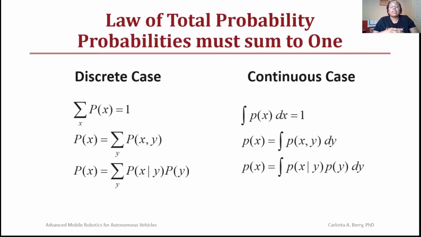The law of total probability, as already stated, states that probabilities must sum to 1. For the discrete case, the summation over all x of P of x is equal to 1. For the continuous case, it would be the integral of P of x dx is equal to 1. Or the summation of P of x, y over all y gives P of x, or P of x is equal to the integral of P of x, y dy for the continuous case. And the final case for conditional would be the probability of x is the summation over all y of the probability of x given y times the probability of y. Or in the continuous case, the probability of x is equal to the integral of the probability of x given y, P of y, dy.